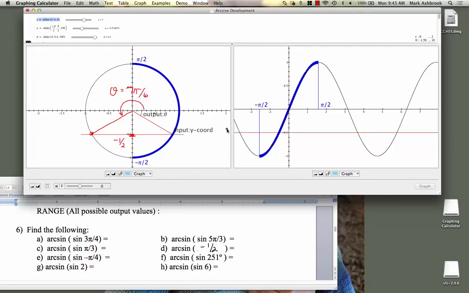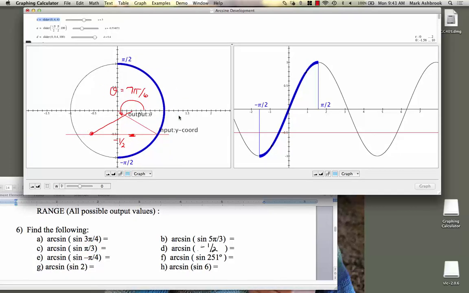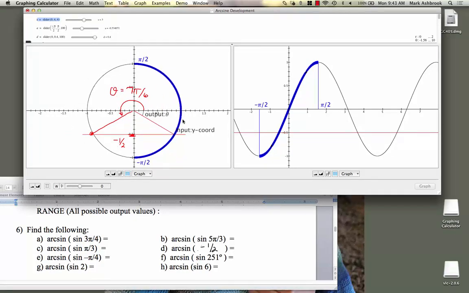No, 11 pi over 6 is not in that range. It's got to be between negative pi over 2 and pi over 2. Negative pi over 6. It's showing you right here that the output is going to be this angle right here, to get us that y-coordinate. So negative pi over 6. Is this starting to make sense? Yes.